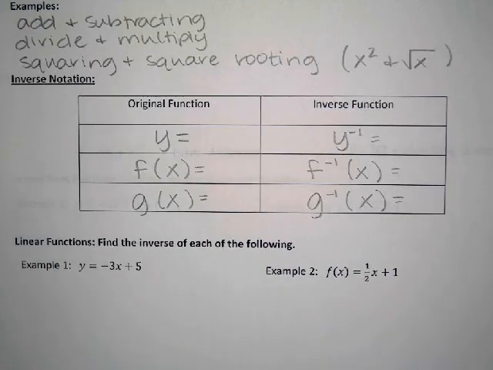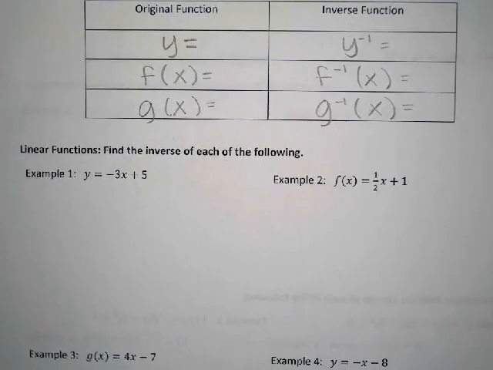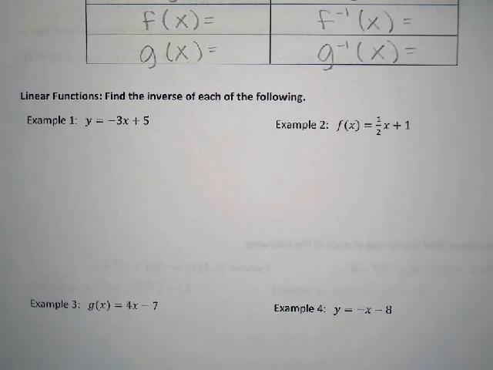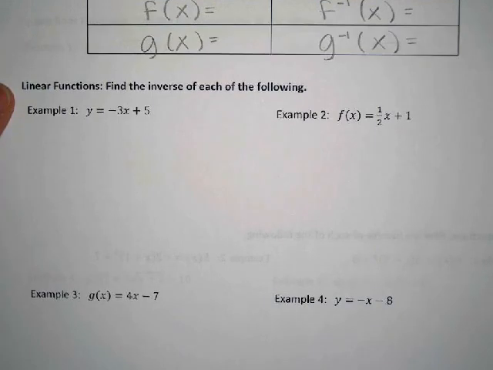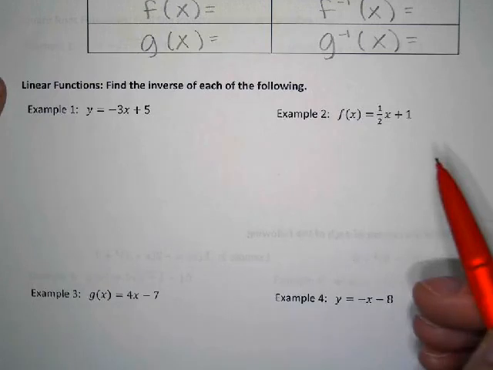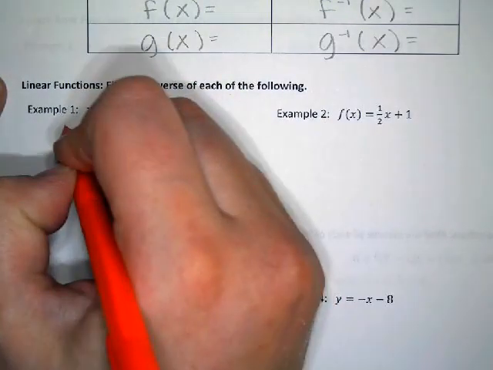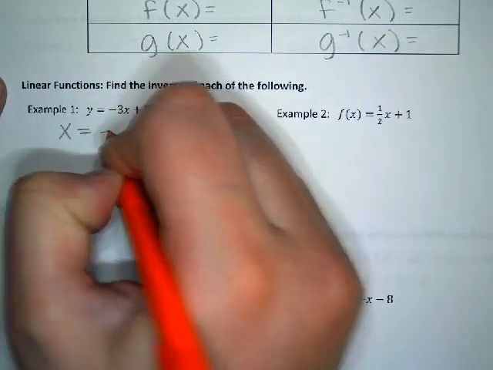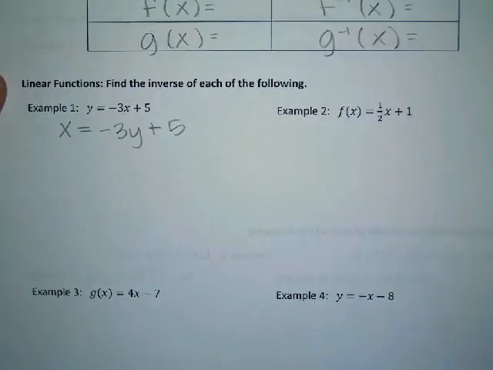So for today, we're going to start off with finding inverses of linear functions because those are basically the easiest functions to find the inverses of. And the steps are pretty simple. When you're finding an inverse, the very first thing you do is trade the x and the y, the variables, in the equation. So x equals -3y plus 5. You're going to trade the x and the y.